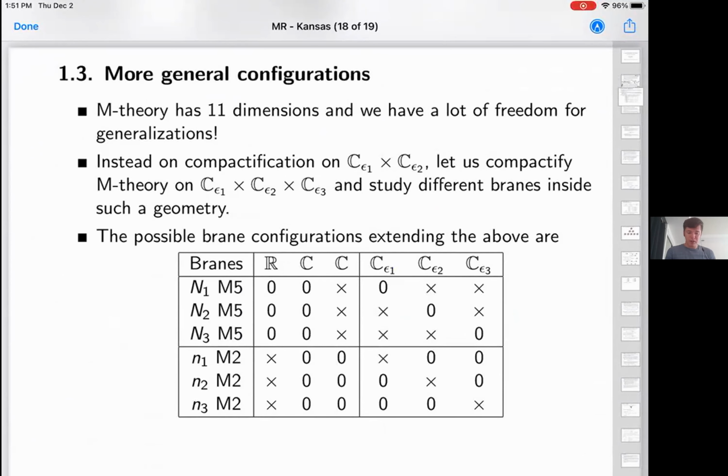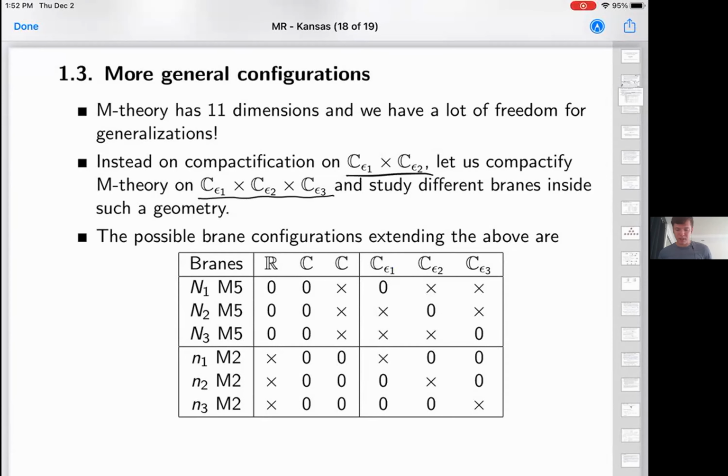So as I told you, M theory is an 11-dimensional theory, and we have quite a lot of freedom to play around with these dimensions. The first modification we are going to make is, instead of compactification on this C squared, where by compactification I mean turning on this omega deformation parameterized by epsilon1 and epsilon2, I'm going to compactify on C3 and then turn on equivariance associated with the free torus rotating the different C's.